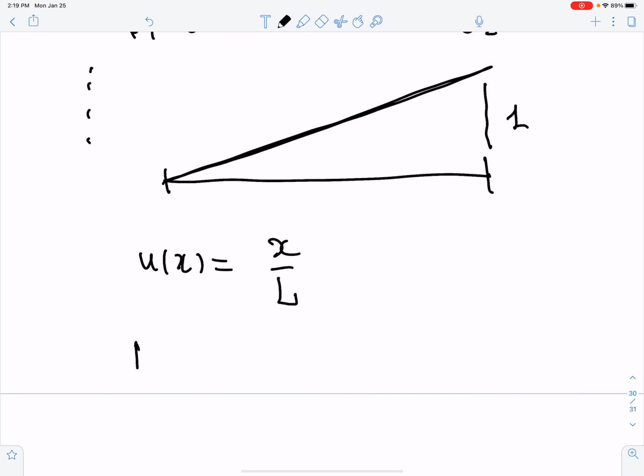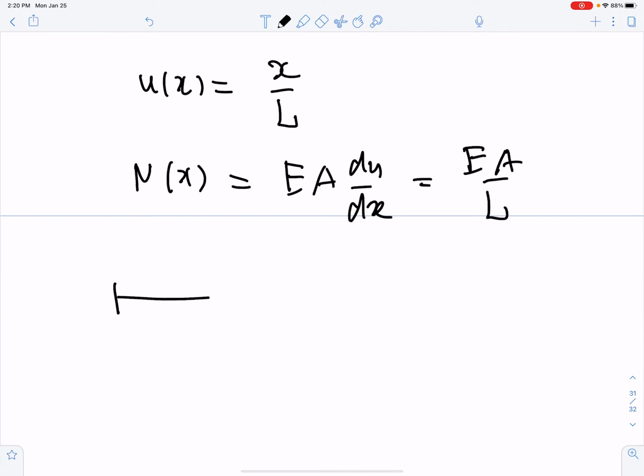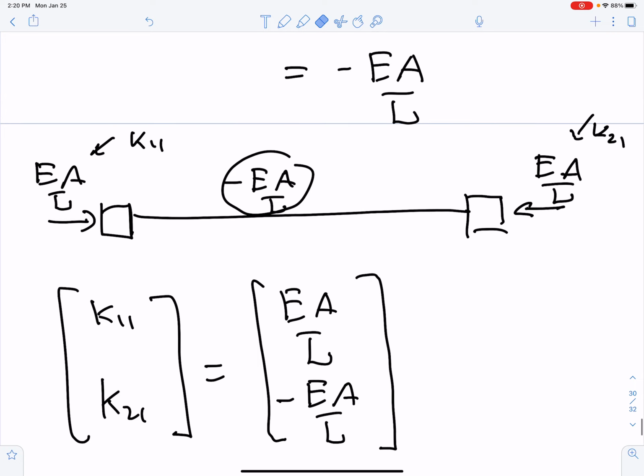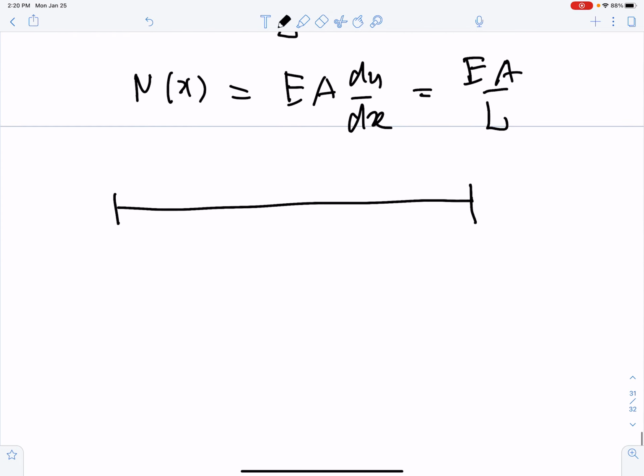The corresponding force, N of x, is EA du dx, which equals EA over L, positive. If I look at this bar, the force state inside the bar is tension. As I said, the earlier case was compression. Let me write this down: negative is compression, positive means tension.